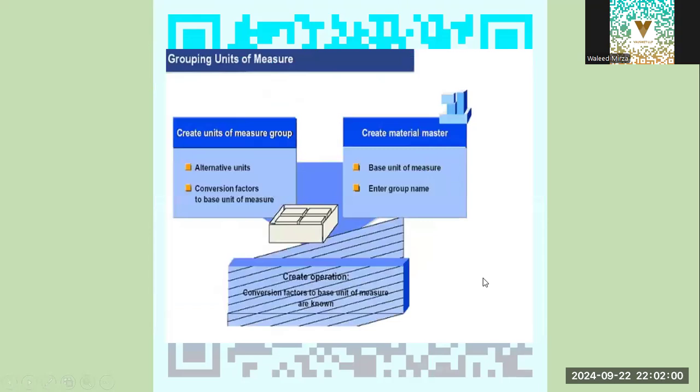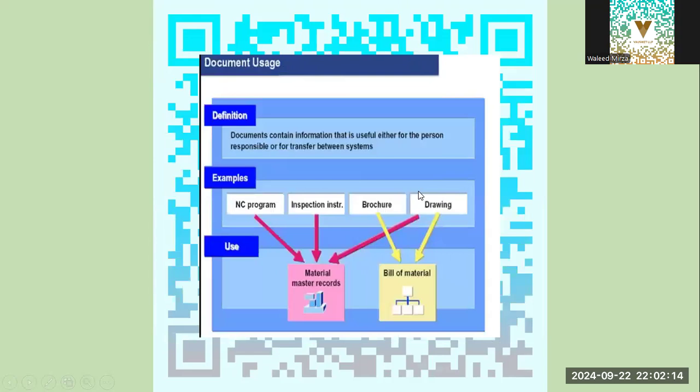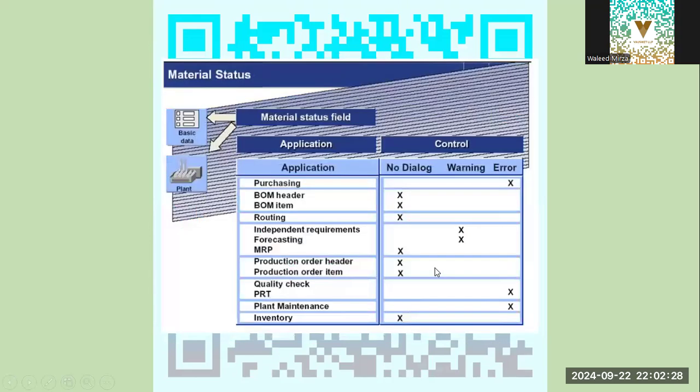Okay. And unit of measure grouping will have alternative units of measure, and it will have a base unit of measure like pieces or kgs. That will be a different group. Okay. Now, material master can be used for making material records, and it will have details like inspection instruments, brochure, drawing, and this will be used for making bills of material.